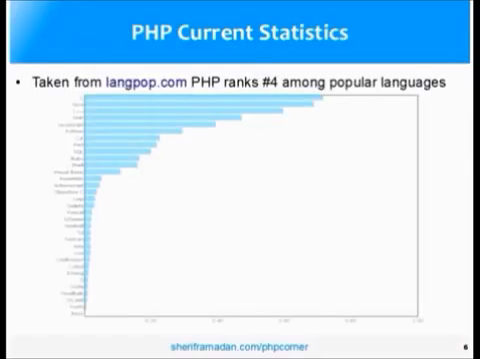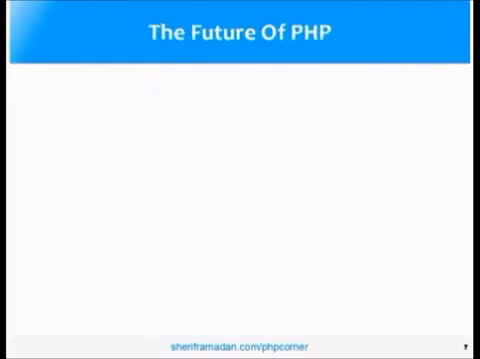Taking a look at some more current statistics for PHP, and this is by no means an authoritative statistic, but from langpop.com, we can see that PHP ranks number 4 among popular languages. This is based on source code that's available online from sites like Google Code, and based on how much source code is available for each language, we can rank or determine how popular or in how much use this language is. And again, it's by no means authoritative, but it does give us a pretty good perspective that PHP is in widespread use all over the world.